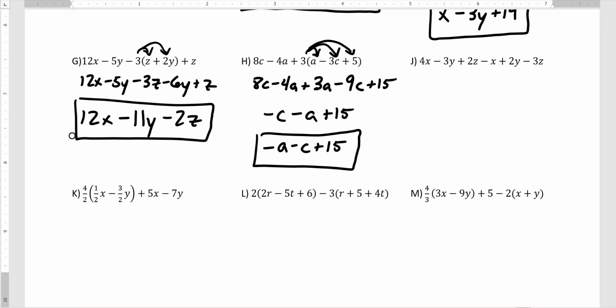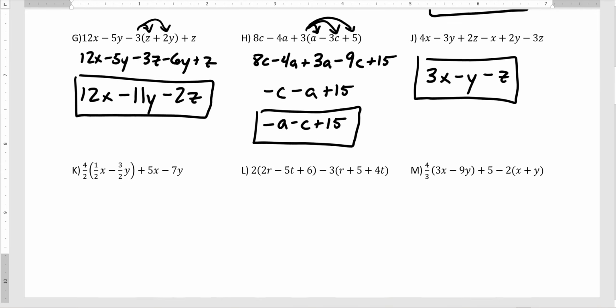All right, this last one, we don't have any distributing to do. We can just right away combine some like terms. So we have 4x minus x, so that'll give me 3x. We have negative 3y plus 2y, so that'll give me negative 1y. And we have 2z minus 3z, that'll give me negative z. So I got 3x minus y minus z. Not bad at all.